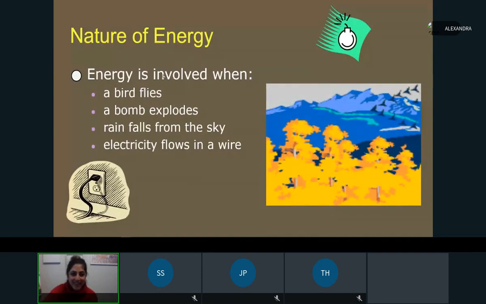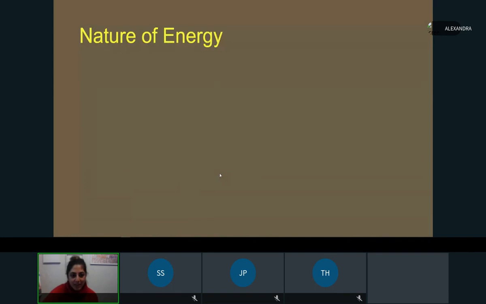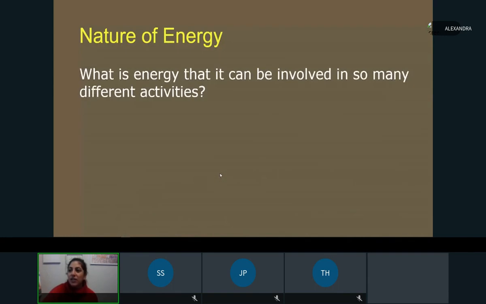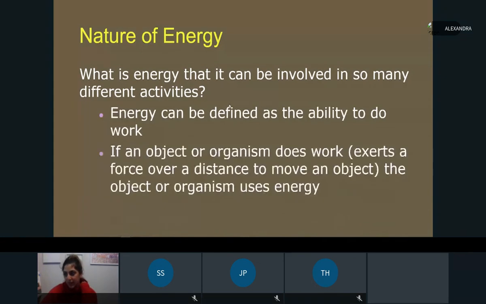The point we're trying to get across here is we have so many different types of energy. We use it, and it's involved in so many different activities. So what is energy, that it can be involved in so many different activities? We talked about this in our previous lessons. Energy can be defined as the ability to do work. Thinking about work is that equation that we learned about, not just working on homework or working for a job, right? So thinking about work in terms of physics. Anytime that an object has the ability to do work, it has energy.